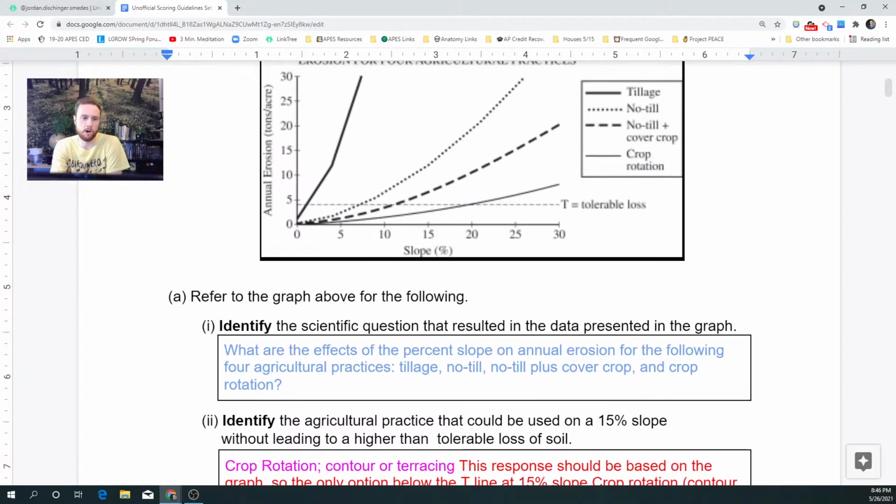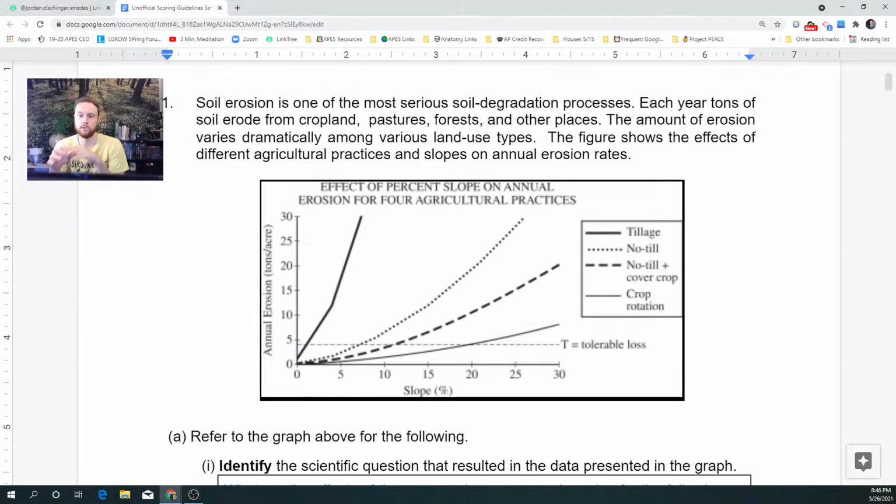If we're looking at this graph here, again, you want to tell yourself a story. So the story here is, what's the effect of percent slope on annual erosion for 4 agricultural practices? What we have on the y-axis is annual erosion, in tons per acre. Sorry, it's kind of blurry. You may want to open this yourself. It might get a little more clear. Then we look at the slope, 0 through 30, and the percent of the slope is going to tell us the annual erosion per year. Then we have tillage, no-till and cover crop, and crop rotation. So we're comparing all of these different methods, and we're seeing which one results in the least amount of erosion at the different slopes. And then T is the tolerable losses. So we have to pay attention here to the tolerable losses.